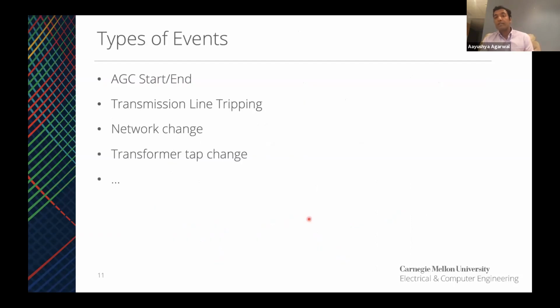And there are different types of events that we can consider. We can consider automatic generation control or any generator ramping, starting or ending. Those are impulse changes to our quasi-steady state behavior. Then there are things like network changes, so transmission line tripping, transformer tap change, or load change can be considered as other types of events.